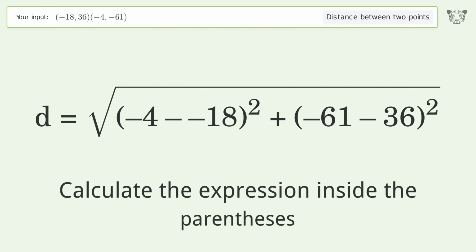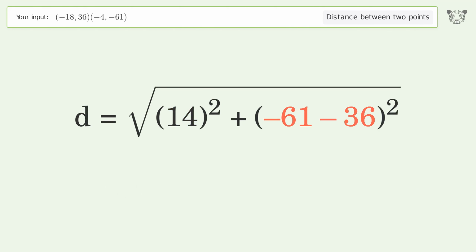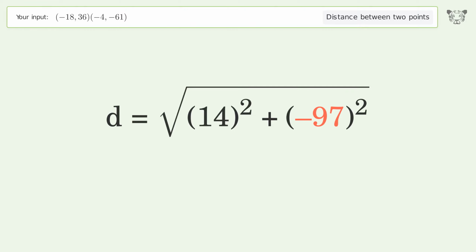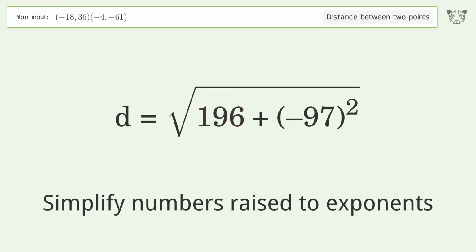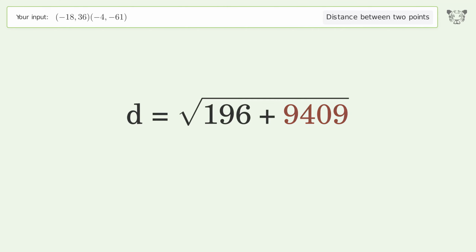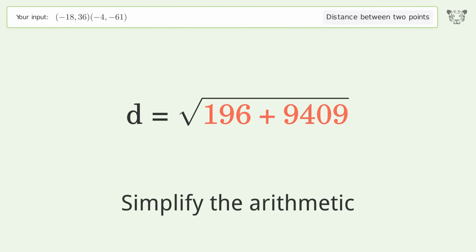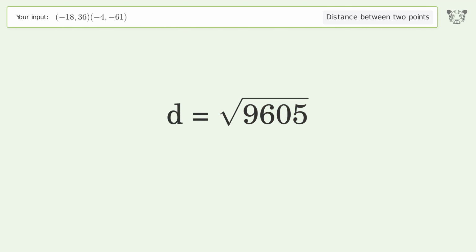Calculate the expression inside the parentheses. Simplify numbers raised to exponents. Simplify the arithmetic. And so the distance between the 2 points is the square root of 9,605 or 98.005.